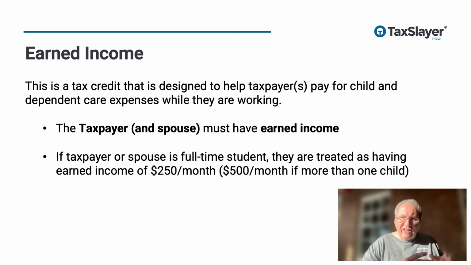You also have to have earned income. This means that the credit itself is designed to help people go to work. And so you have to have earned income. If you don't have earned income, but you're a full-time student, they will attribute a small amount of income to you in order to get a very small amount of credit.